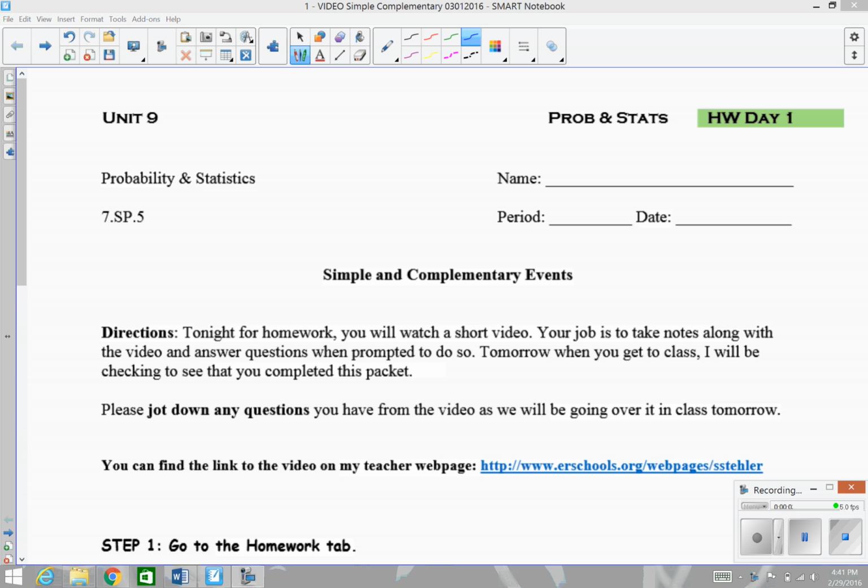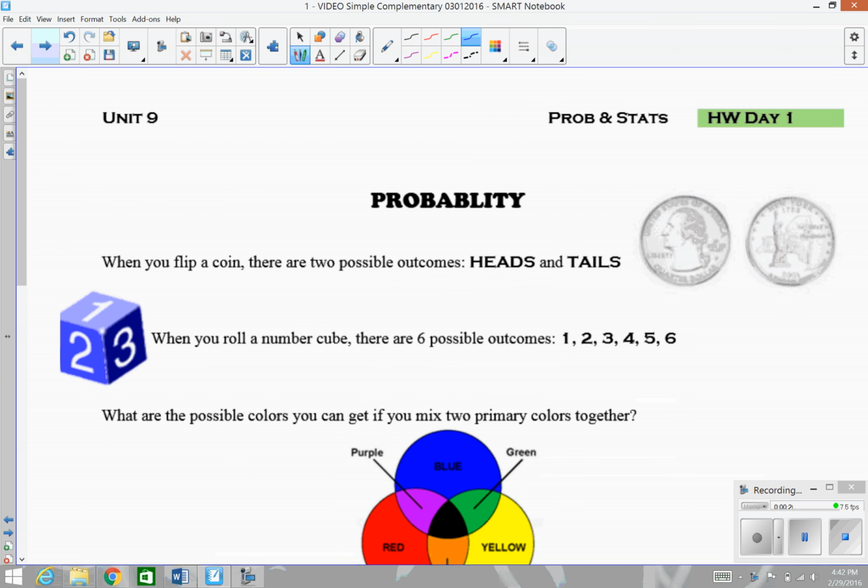Hi everyone! Tonight we're going to start learning about probability and statistics. Specifically, probability is what we're going to start with, and we'll work our way to statistics as we go. We're going to start with the real basics, just the fundamentals of probability, and work our way through some simple and complementary events as an introduction to this unit. So go ahead and flip the page.